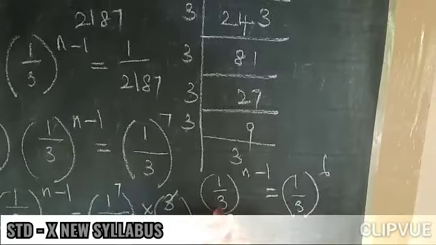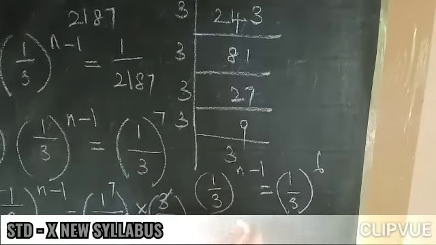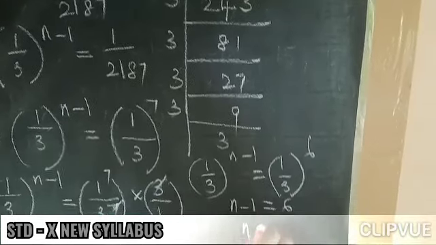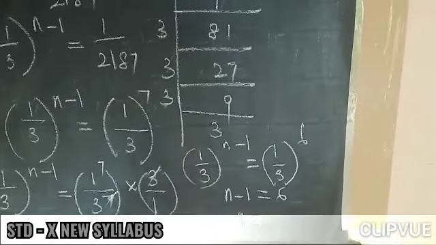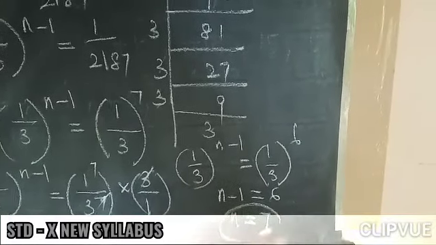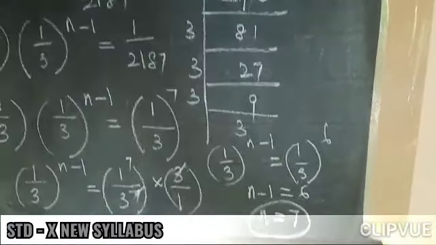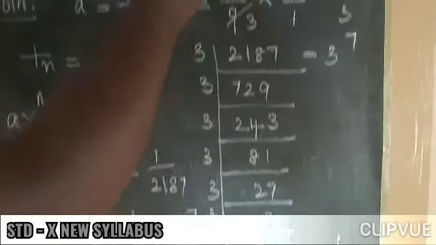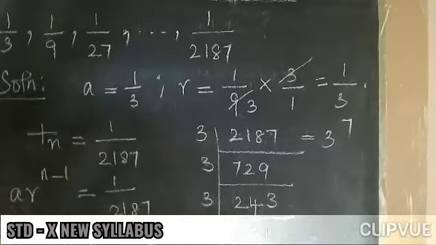So the bases are the same on both sides, so the powers are also the same. So n minus 1 is equal to 6. N is equal to, this minus 1 becomes plus 1, so 6 plus 1 is equal to 7. So how many terms are there in the GP? 7 terms. The 7th term is 1 by 2187.